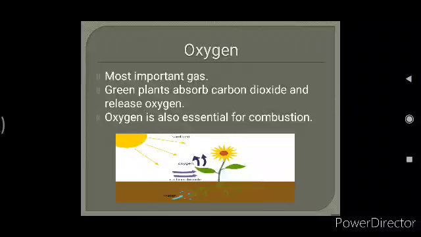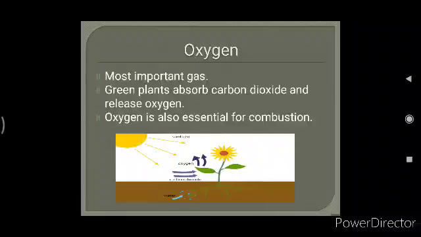About 21% of Earth's atmosphere is oxygen. We humans, along with many other creatures, need oxygen to stay alive. Oxygen is there in the air which we breathe to survive. There is a process called photosynthesis in which green plants absorb carbon dioxide and release oxygen.